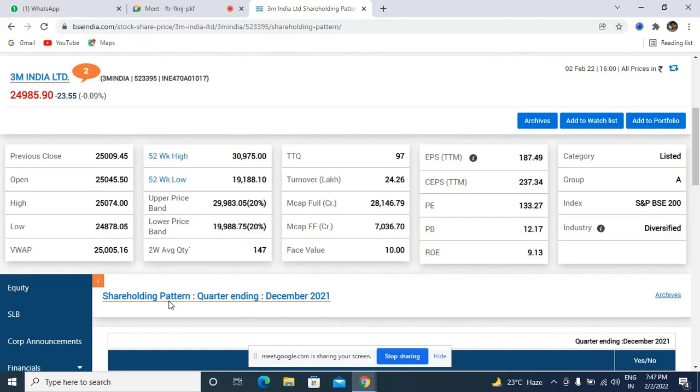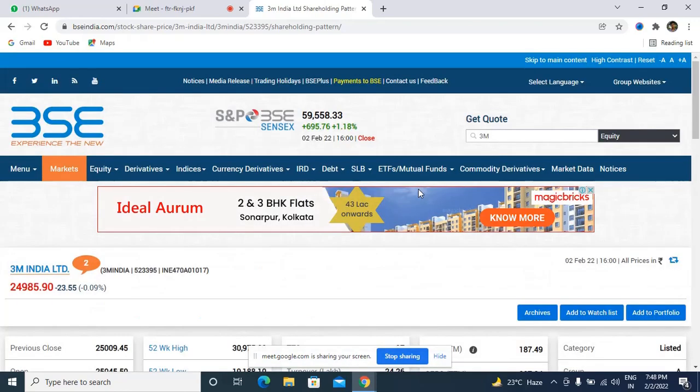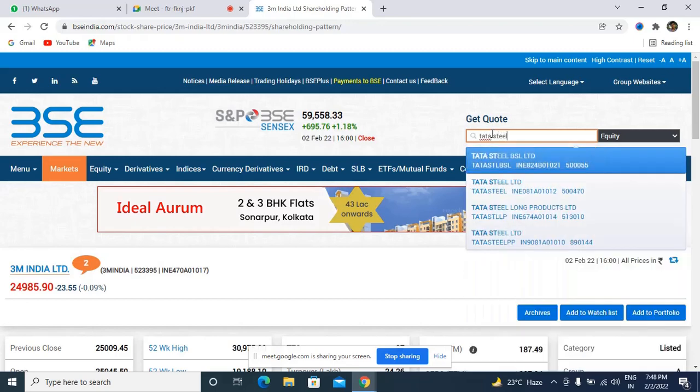So it's a bit difficult to get too many small shareholders in place. For that, we should also look at Tata Steel's shareholding pattern. It should be quite interesting to understand.